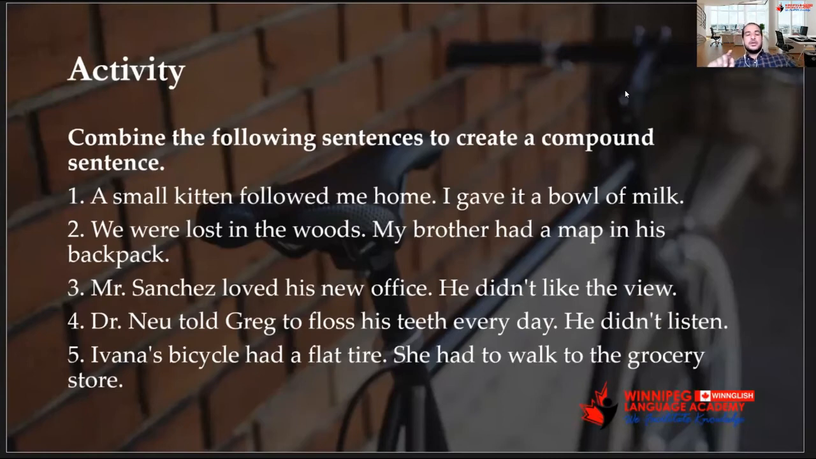Okay. So one sentence. A small kitten followed me home. I gave it a bowl of milk. How can we combine these two sentences to make a compound sentence in different ways? You could use "and."